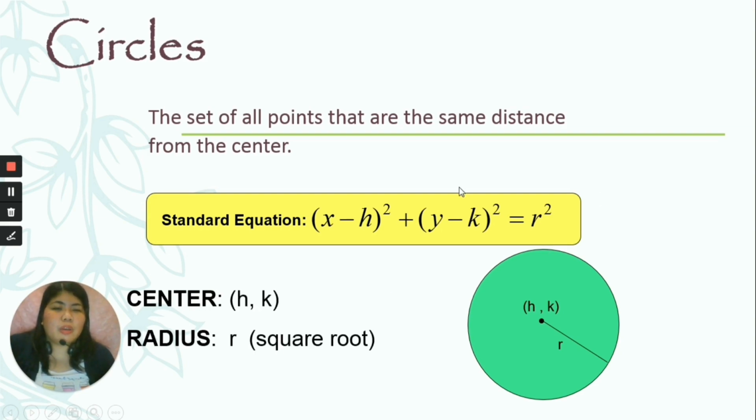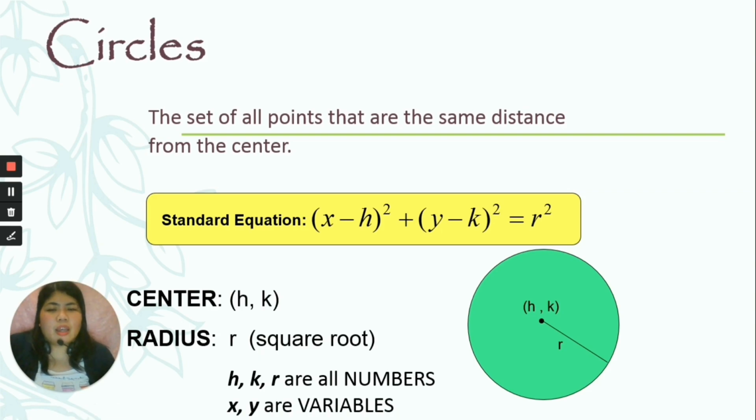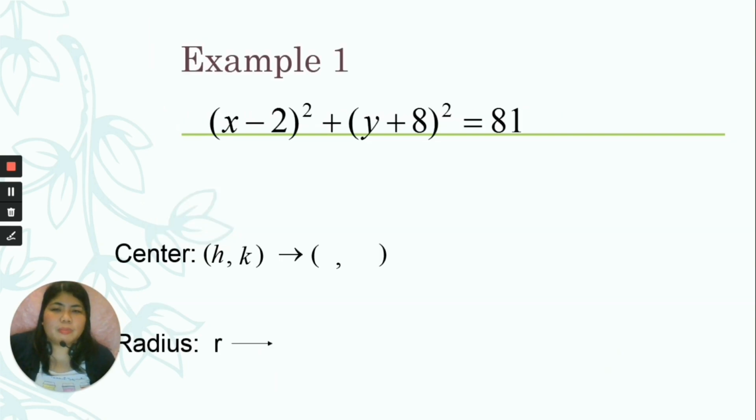And so in your equation, please get the square root of the constant so we can get the radius. And always remember when you see an equation, h, k, r are all real numbers and x, y are variables. Now, if we have this example, (x - 2)^2 + (y + 8)^2 = 81, the 2 represents the x coordinate, which is h, and the 8 represents the k, or the y coordinate, and r^2 represents this number, which is 81.